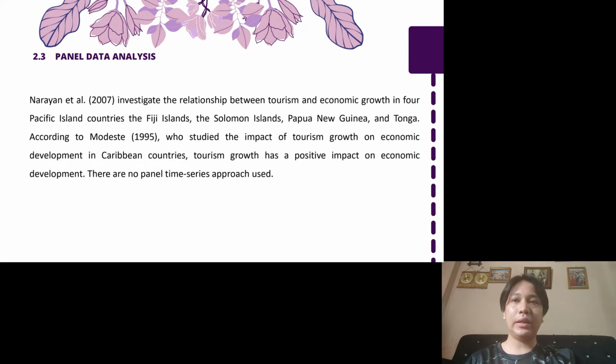Lastly, panel data analysis. This panel data analysis is to investigate the relationship between the tourism and economic growth in 4 Pacific Island countries, which is the Fiji Island, the Solomon Islands, Papua New Guinea, and Tonga. Still, this research is not accurate, such that there are no panel time series approach used. By referring to these 3 methods or research, it is stated that the use of panel time series approach is really important to obtain an accurate result.